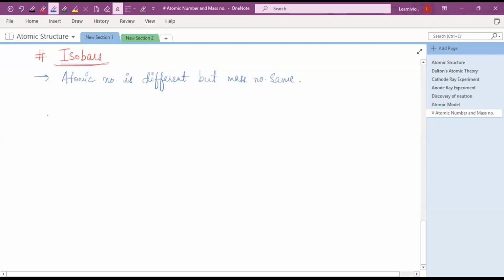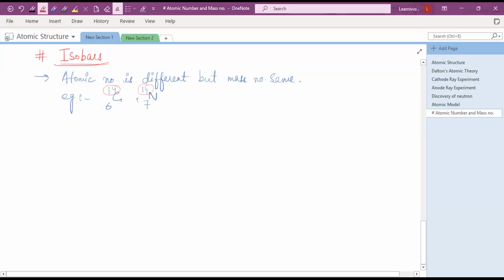Now let's see some examples. Examples can be carbon-14 and nitrogen-14. Right? So these are two isobars. You can see that the mass number is 14 in both of these, right? Mass number is 14, but the atomic numbers are different, 6 and 7. Clear? So these are some isobars.